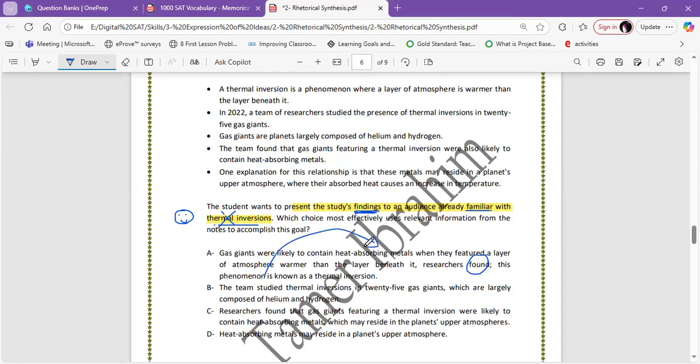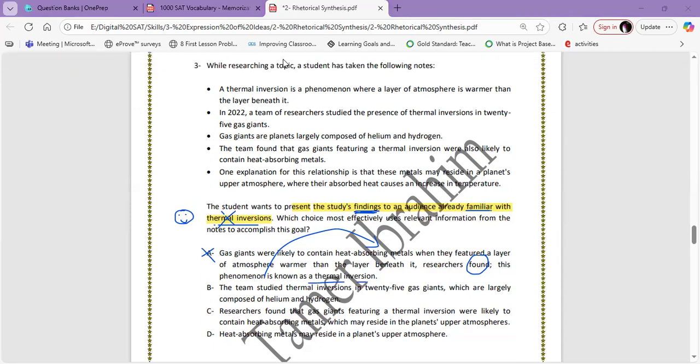This phenomenon that he talked about is a thermal inversion. Ah, that means he talked more about it. No, no, now it's wrong. Let's look at B. The team studied thermal inversion in 20 gas giants which are largely composed of helium and hydrogen. Where are the findings? He just said studied.